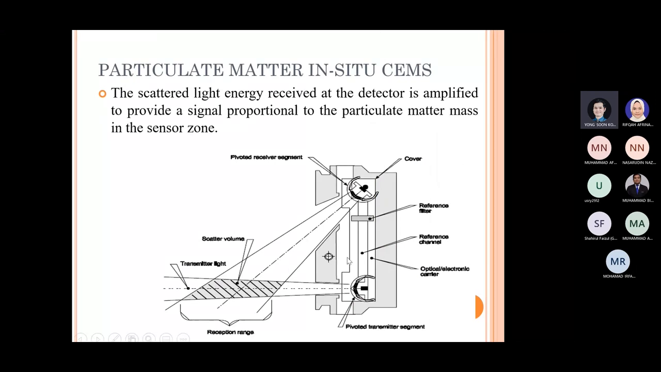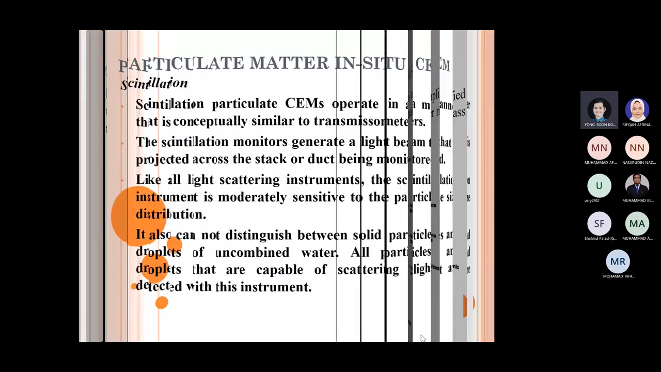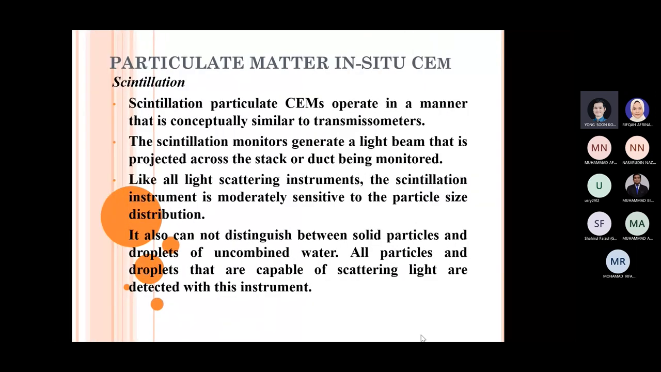This is what you look at. There is a sample chamber, a detector, and a light source. They shine on it and pick up the signal. They also have two channels, one that measures the background and one for the sample gas. Nothing much to show. So next one is scintillation particulate.